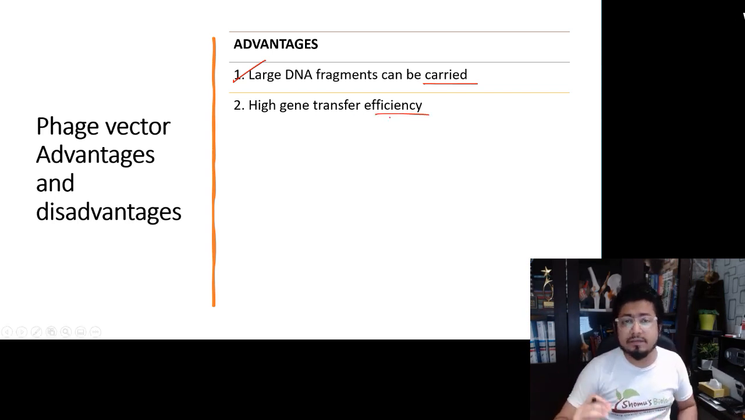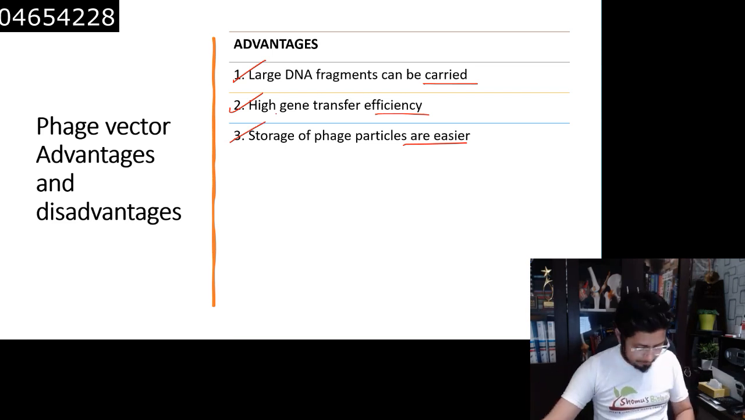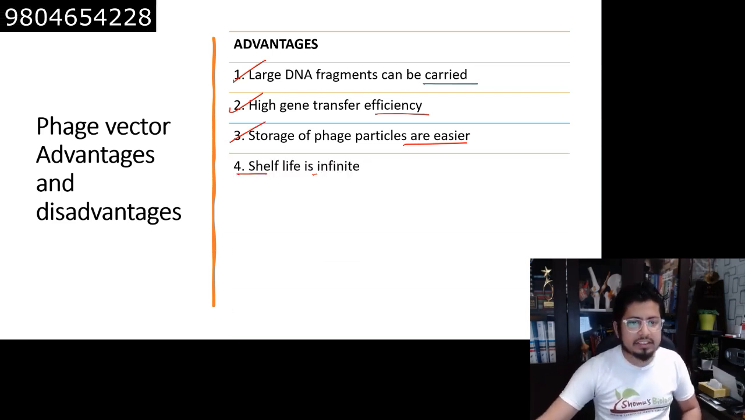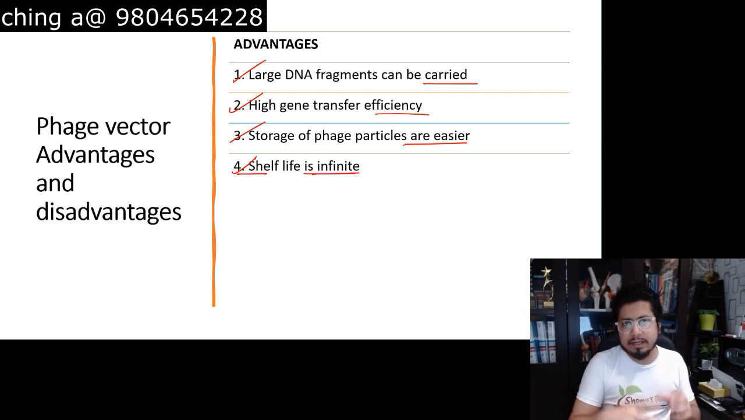The gene transfer efficiency in this case is maintained very, very high. That's also important. Third is storage of phage particles, which is quite easy utilizing the phage vector. Then shelf life. The shelf life can be infinite when you are dealing with bacteriophage, because bacteriophage, as I told you, is a virus.